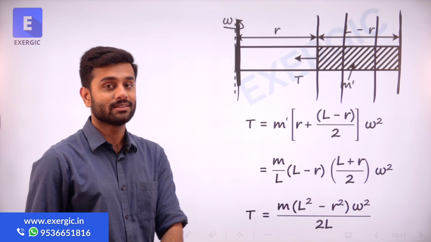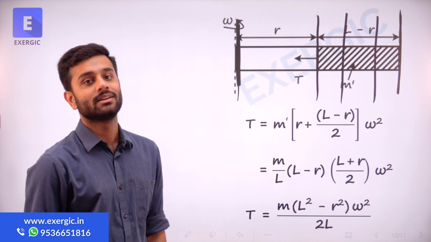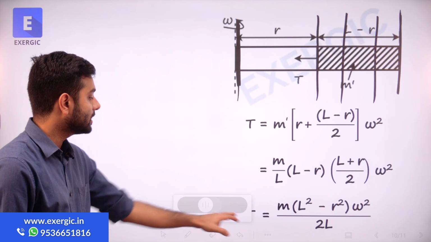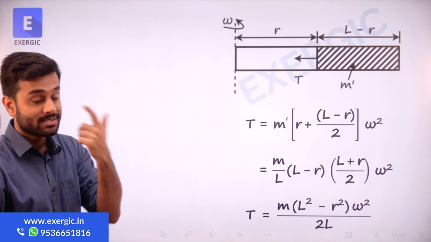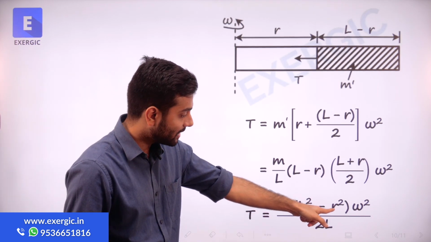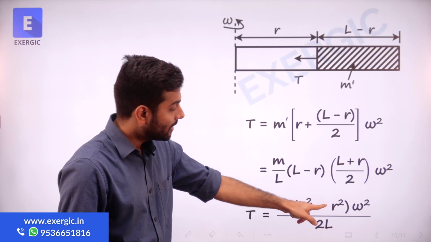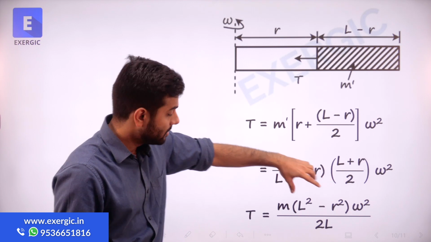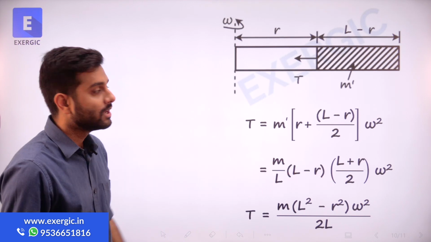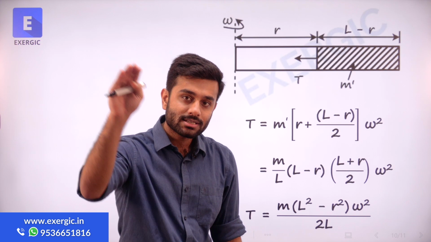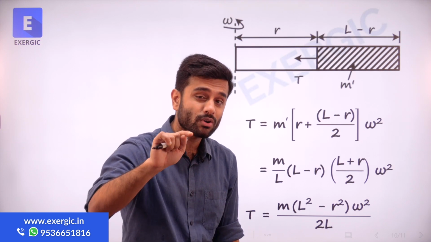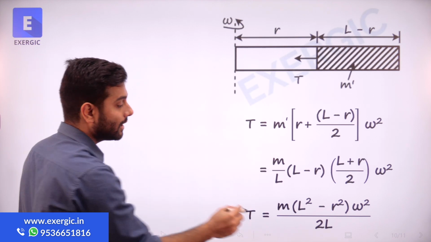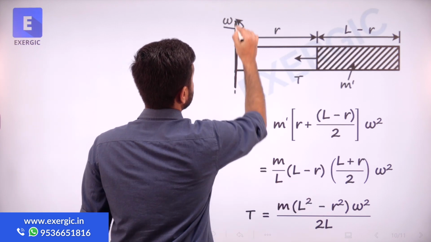That is important to know, how it will vary. Will this tension decrease or increase along the radius? Simply, you can see r is with a negative sign. As r increases, L square minus r square decreases. So this tension decreases. Along the radius, the tension due to the mass of the wire is going to decrease. It will be maximum at r equal to 0. Here it will be maximum.